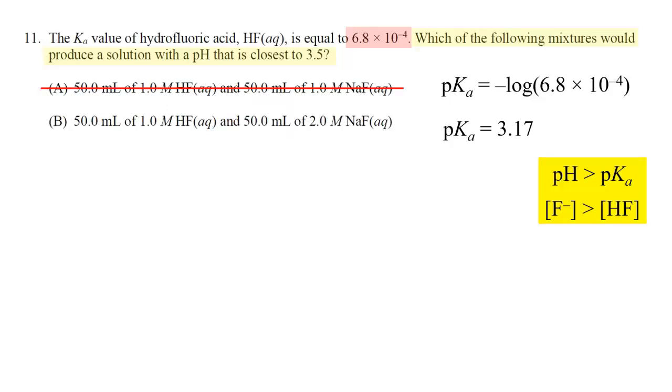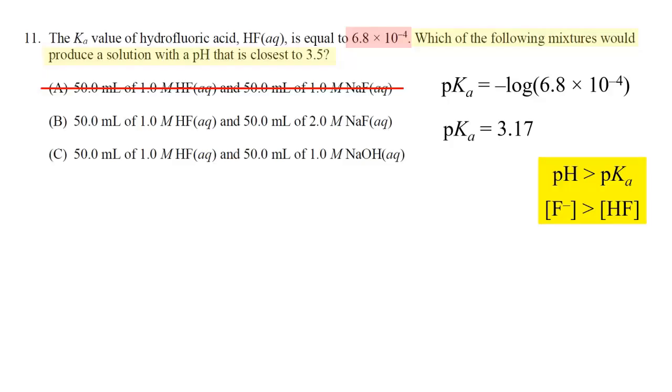Now moving on to choice B. 50 milliliters of 1.0 molar HF, and now 50 milliliters of 2.0 molar sodium fluoride. That would produce a solution in which the concentration of fluoride is greater than the concentration of HF. So choice B has potential as being the correct answer. I'll move on to choice C.